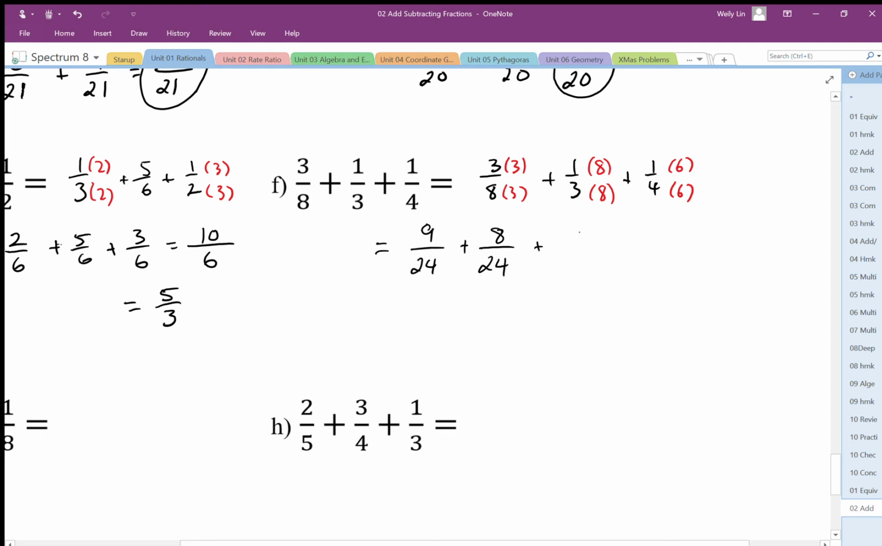So here we're going to end up with 9 over 24, which is equivalent to 3/8. 8 over 24 is equivalent to 1/3. 6 over 24 is equivalent to 1/4. Now I can add up the numerators. I can count. I've got 23 in the numerator, and the size of the pieces doesn't change.